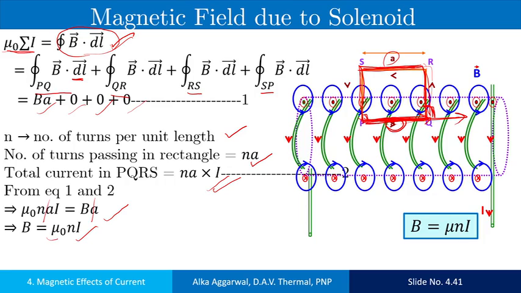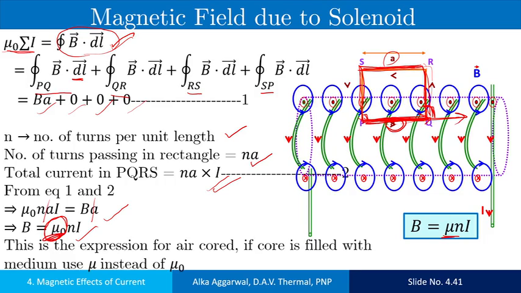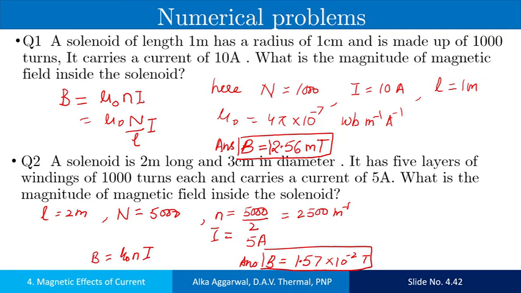We use mu naught if the medium is air, if the solenoid is air core. If it is not an air core solenoid, then mu naught is replaced by mu, that is the permeability of the medium. Now let us do some numericals.